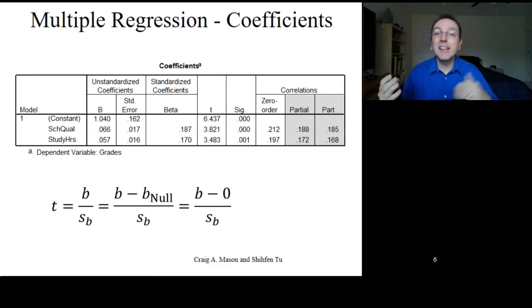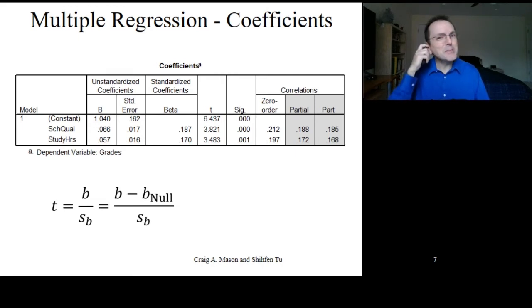Therefore, in nearly all cases, our t formula for a regression coefficient simplifies to b minus 0 divided by the standard error of the regression coefficient. That's just b divided by the standard error of the regression coefficient. So that's why you typically see this formula just written as b divided by the standard error. It's the same as saying we're testing whether our coefficient is different from 0.